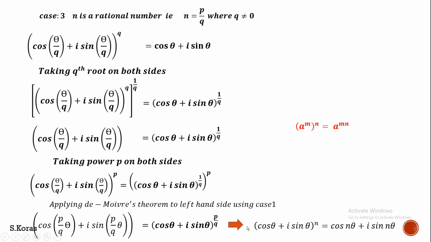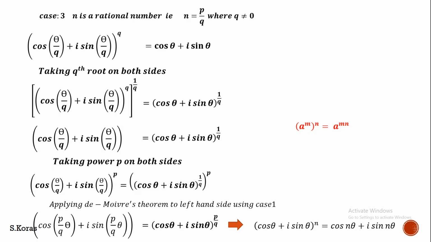If we replace this p by q by n, it will become cos n theta + i sin n theta. So we have proved (cos theta + i sin theta) the whole power n is equal to cos n theta + i sin n theta. So we have proved for 3 cases: for positive integer, for negative integer and for rational number. But it is true even for irrational number. But we are not going to prove this here. So we have proved (cos theta + i sin theta) the whole power n is equal to cos n theta + i sin n theta.